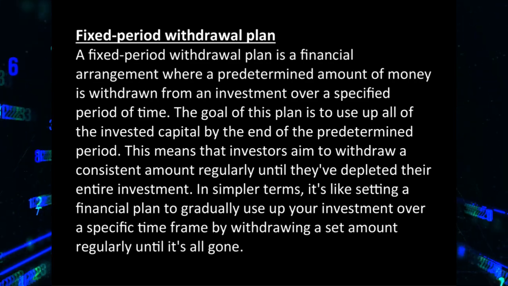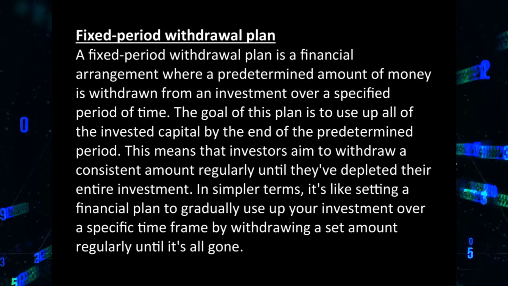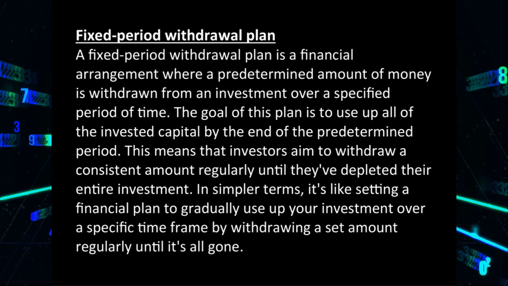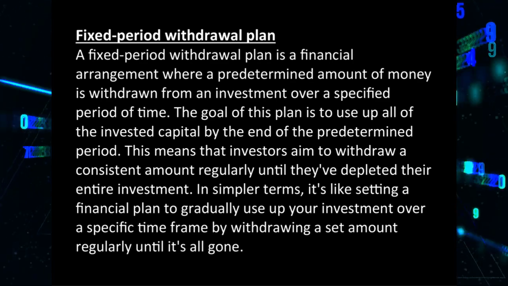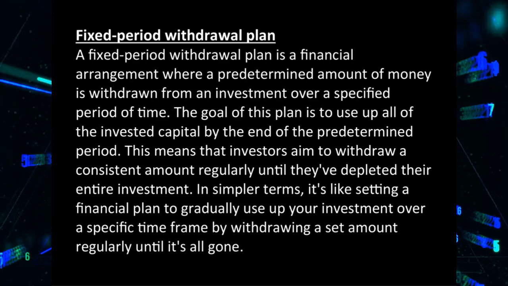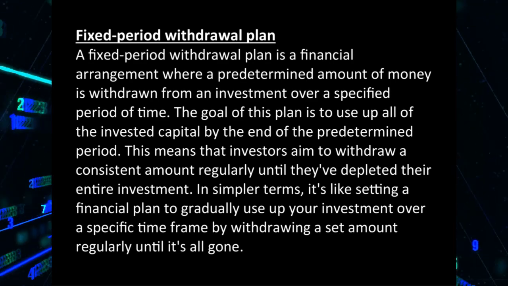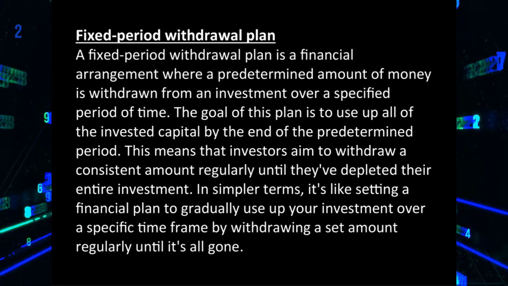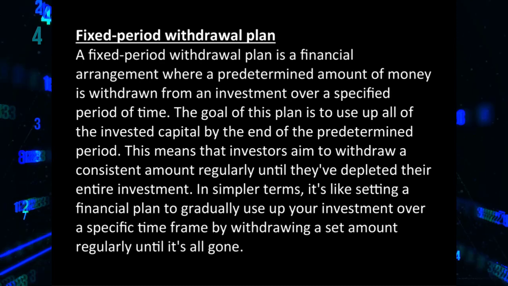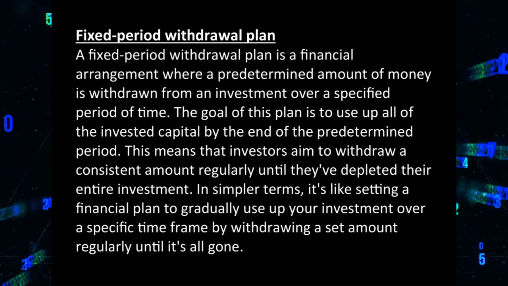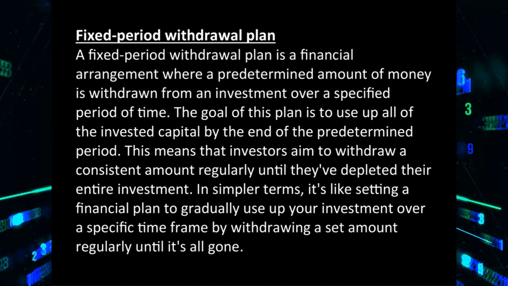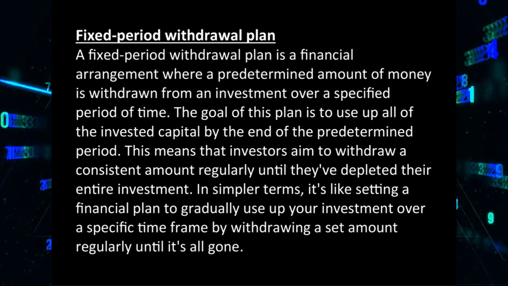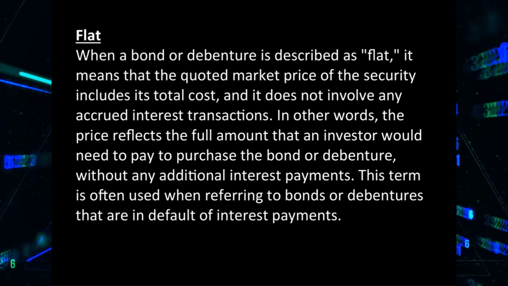Fixed period withdrawal plan. A fixed period withdrawal plan is a financial arrangement where a predetermined amount of money is withdrawn from an investment over a specified period of time. The goal of this plan is to use up all of the invested capital by the end of the predetermined period. This means that investors aim to withdraw a consistent amount regularly until they've depleted their entire investment. In simpler terms, it's like setting a financial plan to gradually use up your investment over a specific time frame by withdrawing a set amount regularly until it's all gone.